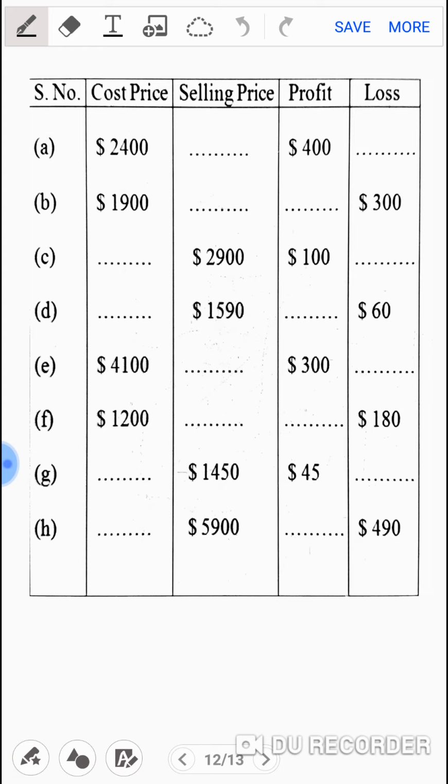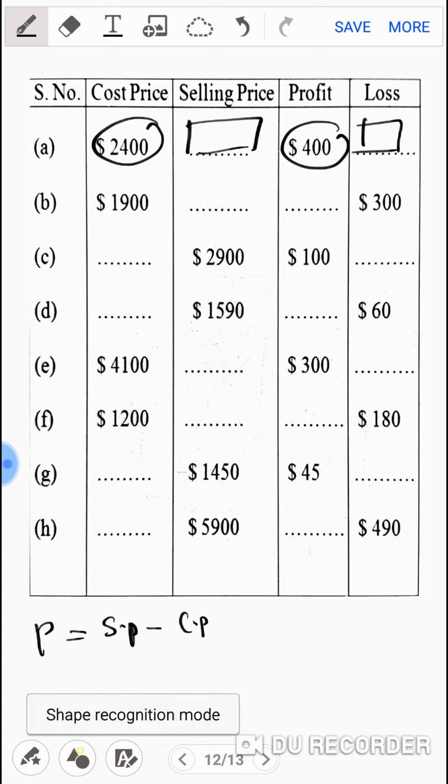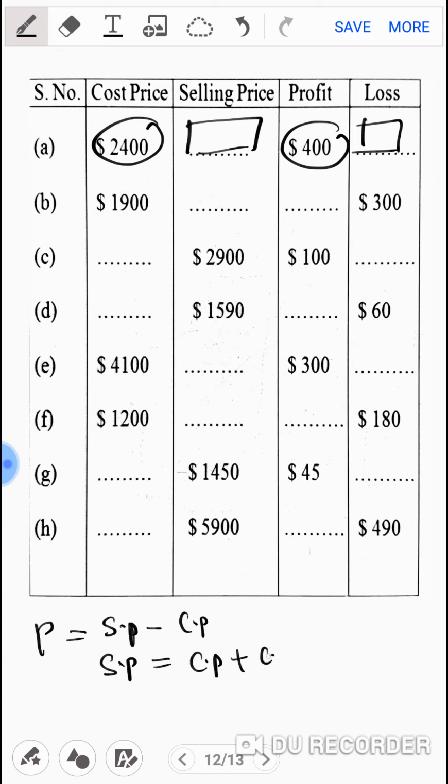Next, same, but we will just learn how to find selling price or loss or whatever is missing. Let's see. You have a cost price, you have a profit. Now, as I said, selling price minus cost price is your profit. So what will be the selling price? Selling price will be CP plus profit. So what formula do you get for selling price? Selling price is cost price plus profit.